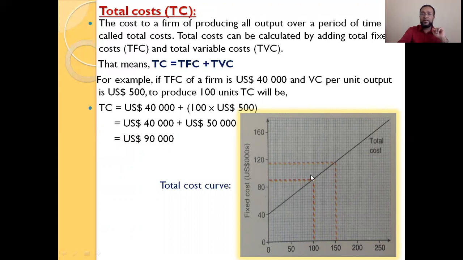Okay, that is why the total cost curve starts from the vertical axis, and it is also upward sloping because as output increases, variable cost also increases.